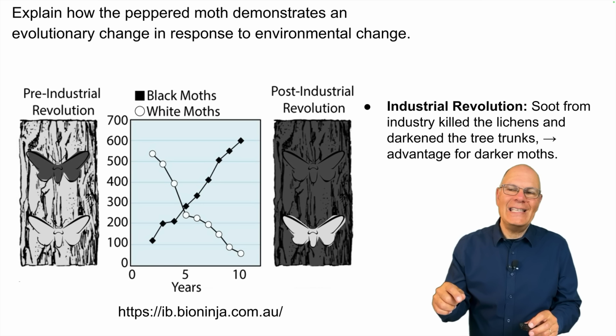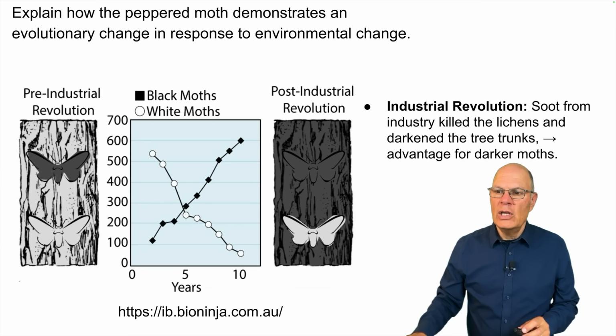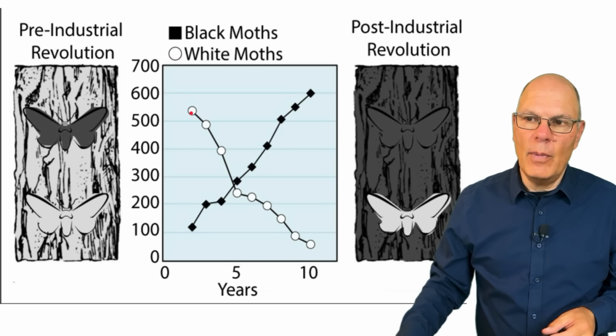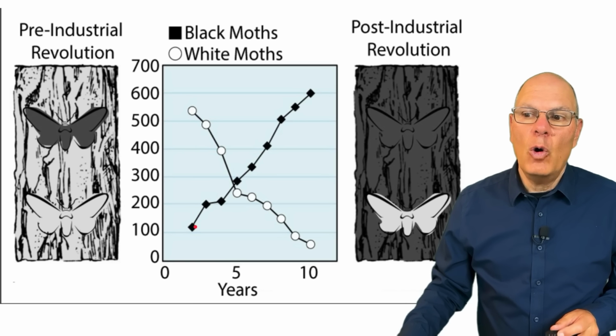And what that did is that it created a selective advantage for the dark-colored moths. If you were to do a census of the moths at the beginning of the Industrial Revolution, most of them were white, only a few were black.